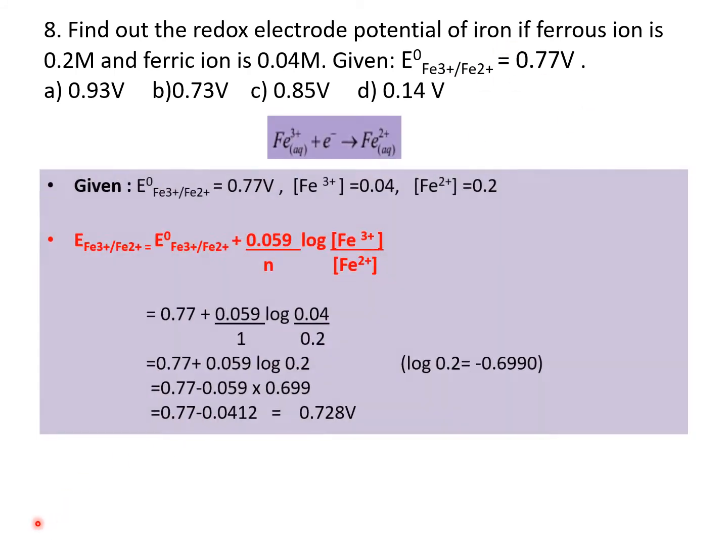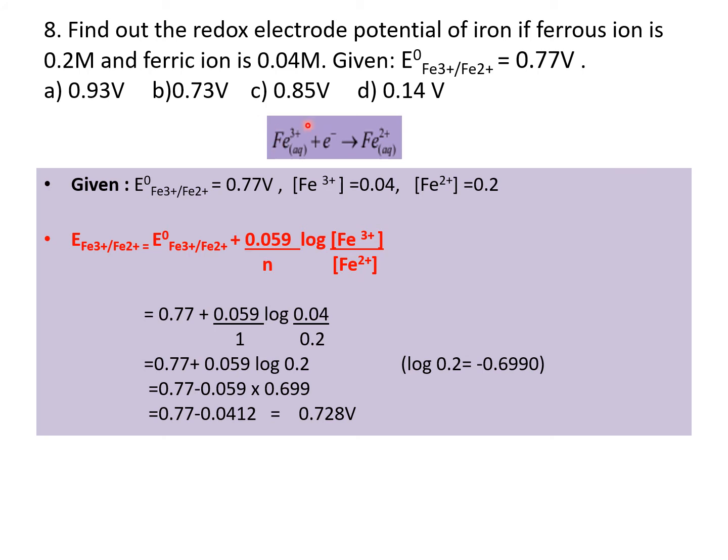Now we need to find out, first we will write the reaction. What is the half reaction? Reduction reaction: Fe3+ to Fe2+. How many electrons are accepted? 1 electron is accepted and it becomes Fe2+. What are the values given over here? The standard electrode potential of Fe3+ to Fe2+ is given, and then the ferrous and ferric concentrations. Ferrous is 0.2 and ferric is 0.04. Both are given, so we need to substitute the concentrations of ferrous and ferric in this equation.